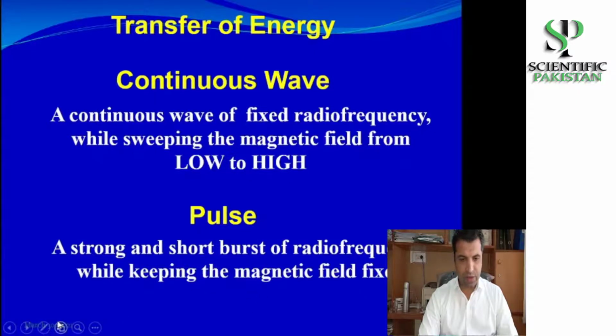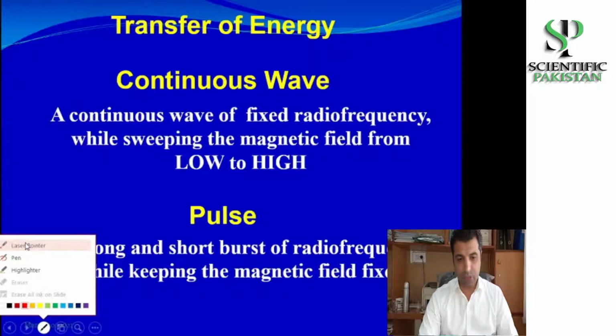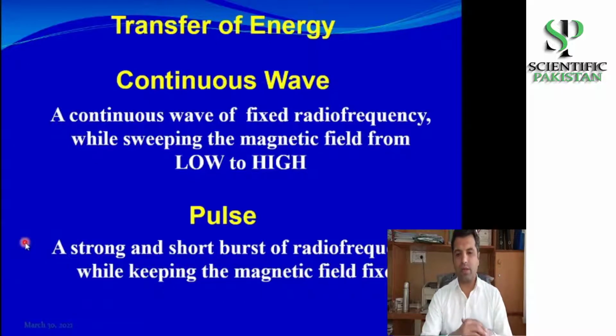How is this radio frequency, or the energy, transferred from the radio frequency transmitter to the nuclei under study? There are two methods to transfer this energy. One is the continuous wave method and the other is the pulse NMR technology. Continuous wave technology is the old-fashioned technology used in the older NMR instruments, while pulse NMR technology, or pulse Fourier transform NMR technology, is used in the modern instruments.